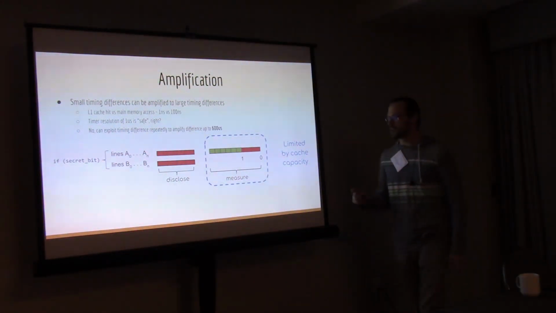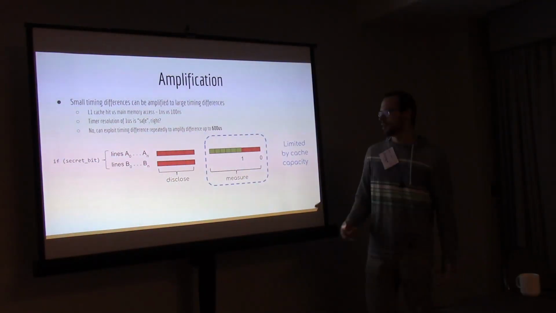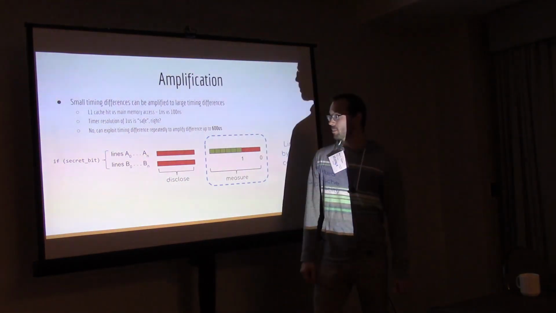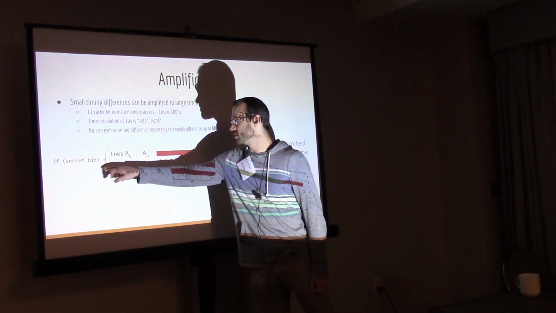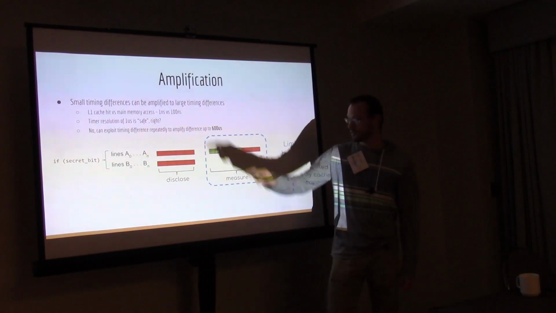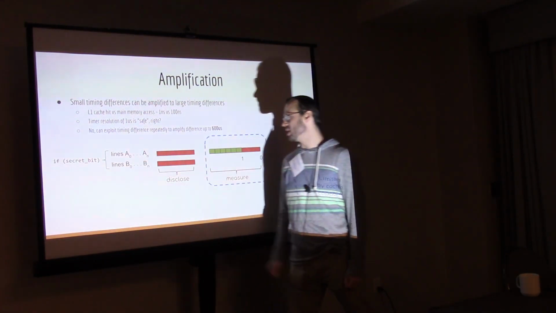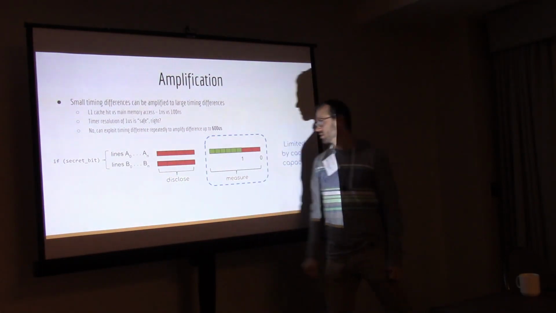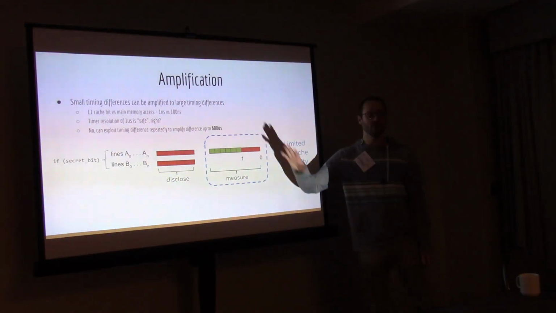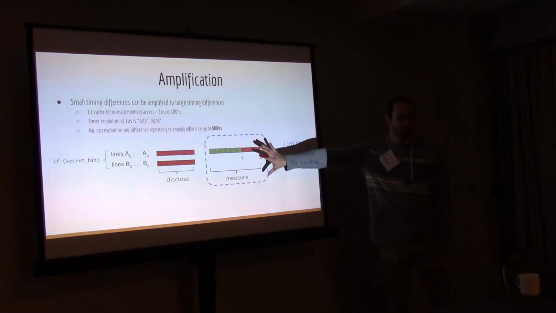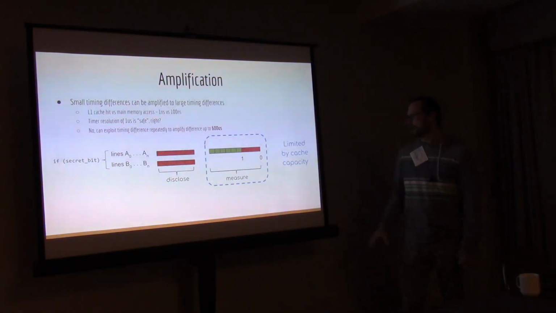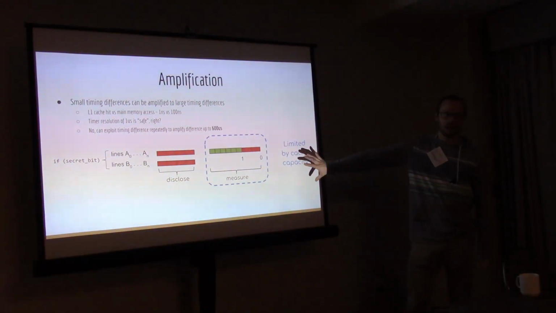Well, the problem is that you can just bulk up multiple lines. If our vulnerable gadget comes up with a secret bit, we can use the secret bit to access either lines A0 through AN, or B0 through BN. You can think of this as disclosing this secret bit into the cache, and then we measure a whole bunch of lines. Now we can get to a much larger timing difference between 0 and 1. But the problem with that is this is limited by the cache capacity.